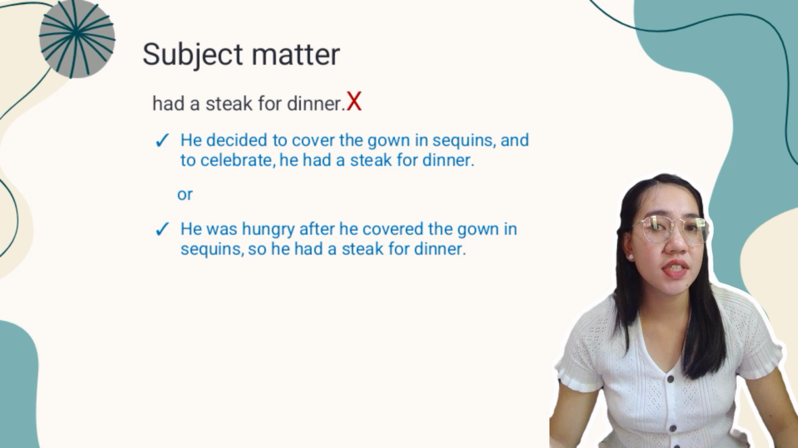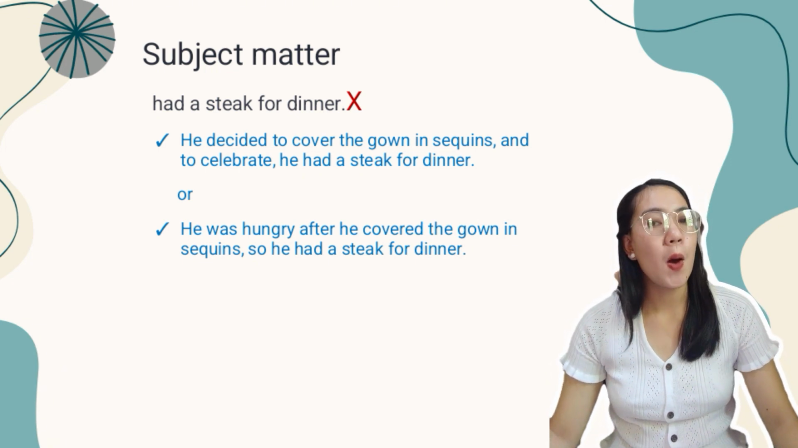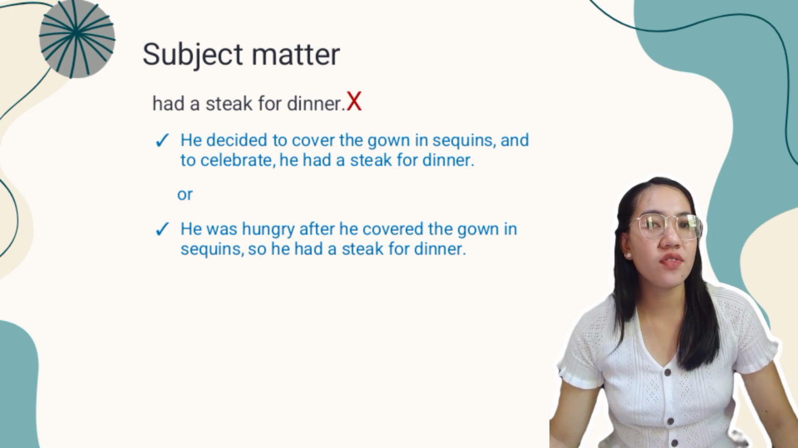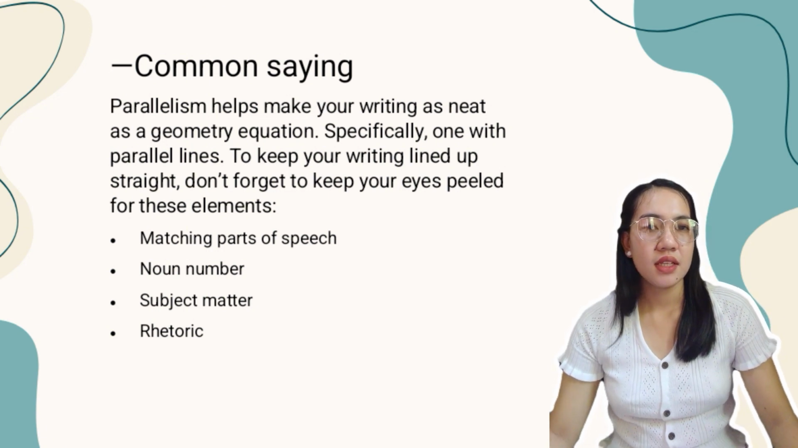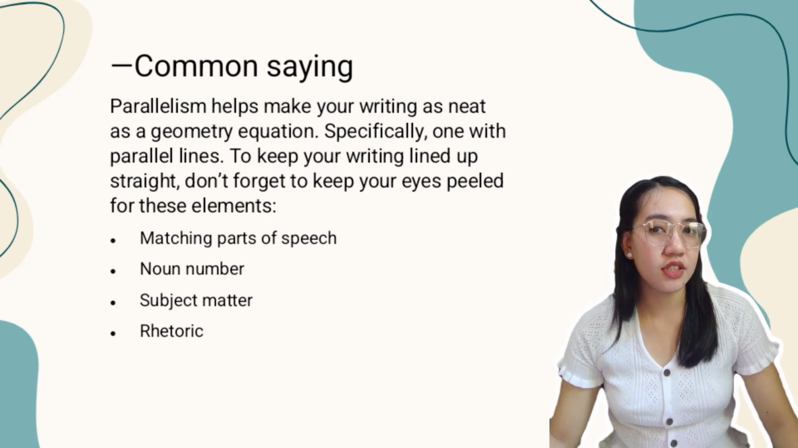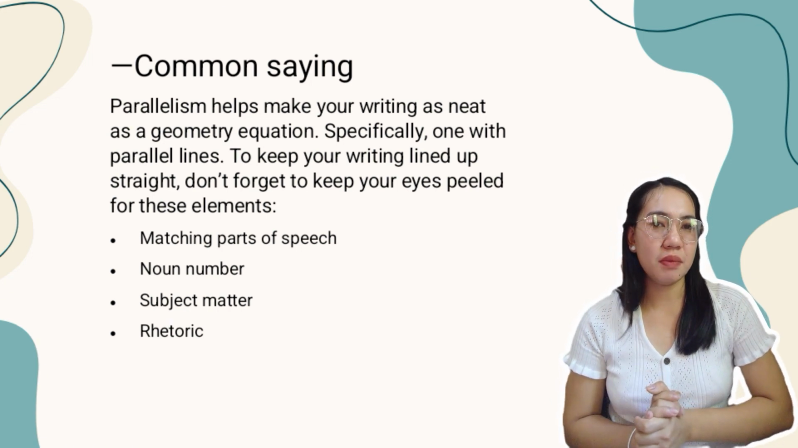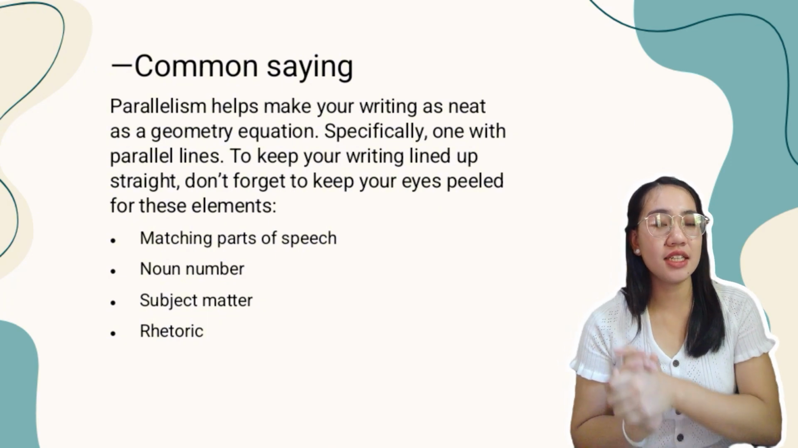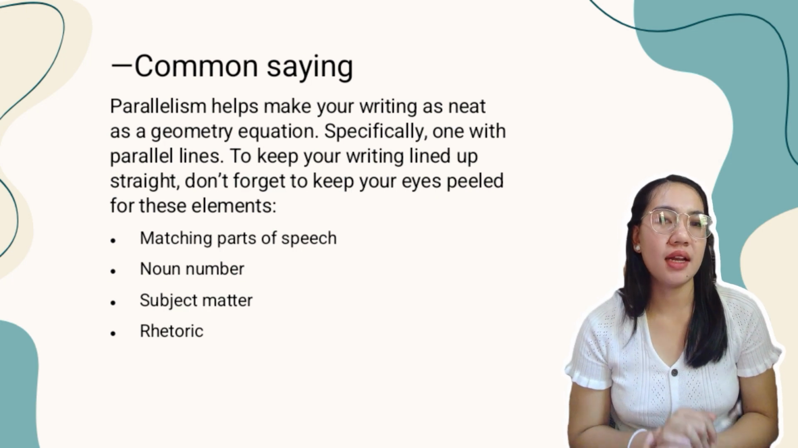He decided to cover the gown in sequins and to celebrate he had a steak for dinner. Or he was hungry after he covered the gown in sequins, so he had a steak for dinner. The possible connections are endless, but for a proper parallelism, that connection must be clear to the reader. The common saying: parallelism helps make your writing as neat as a geometry equation, specifically one with parallel lines.